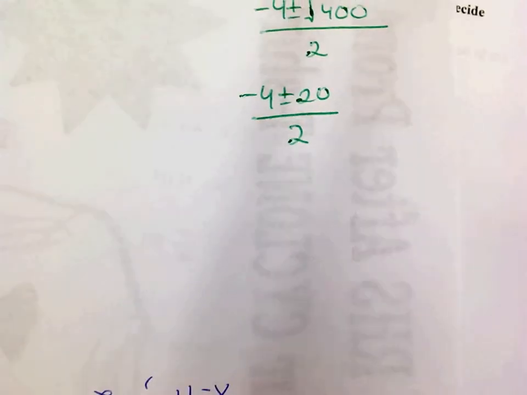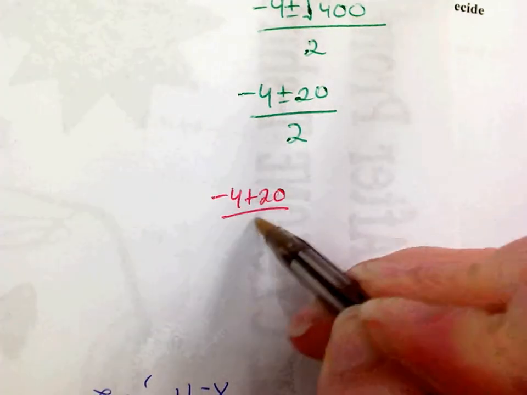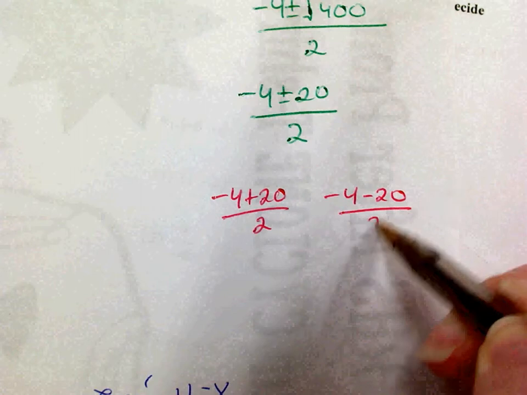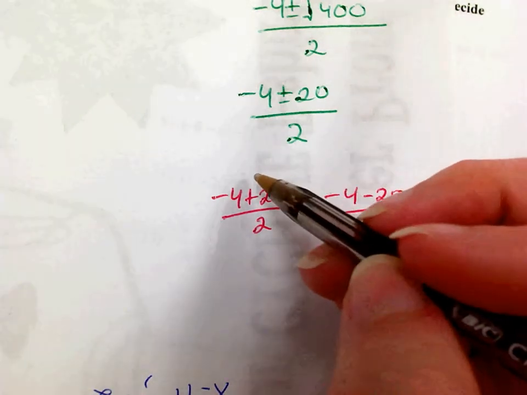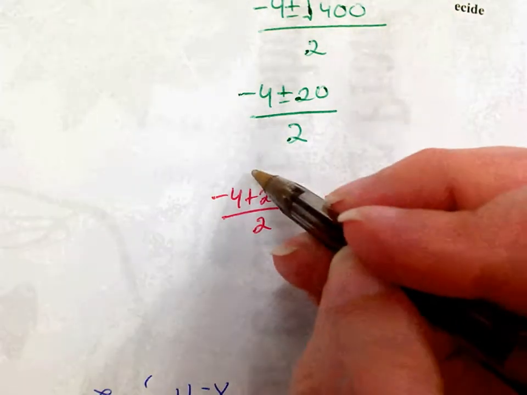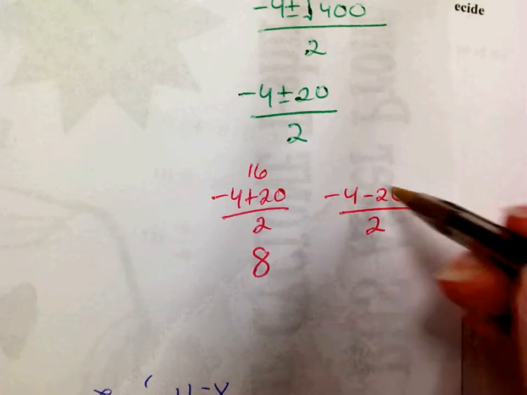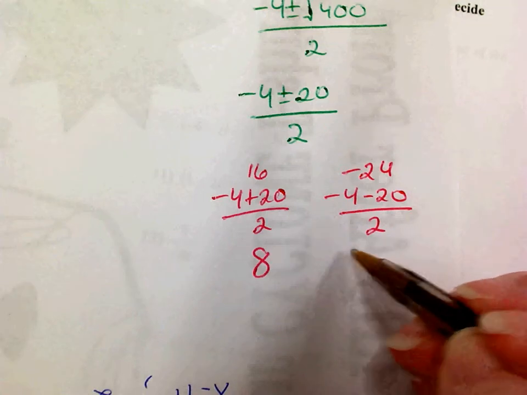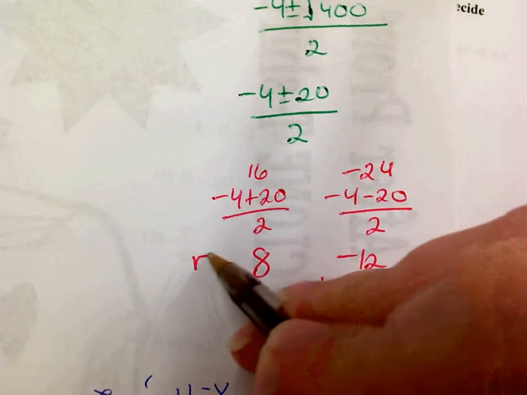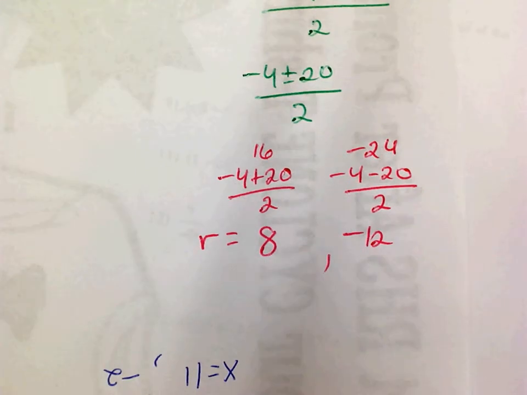I need to simplify. Negative 4 plus 20 over 2, negative 4 minus 20 over 2. What's negative 4 plus 20? What's 20 minus 4? 16 divided by 2 is 8. Negative 4 and negative 20? Negative 24 divided by 2? Negative 12. And there we go. 8 and negative 12. Yeah, it's fine.